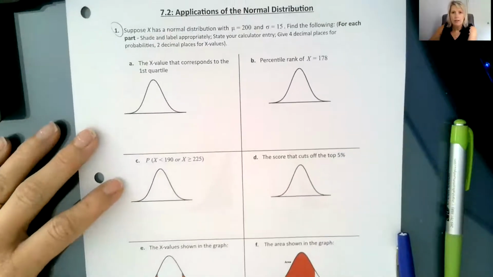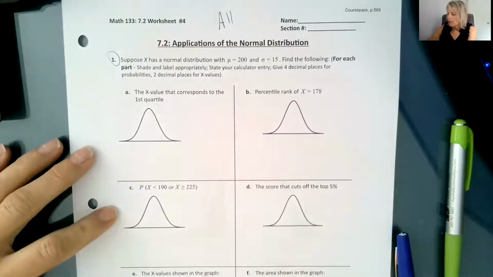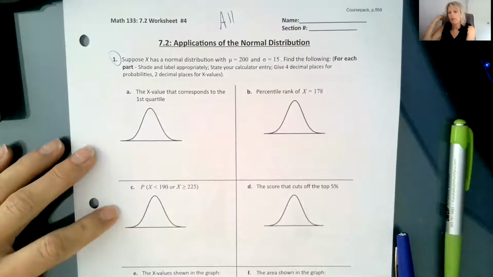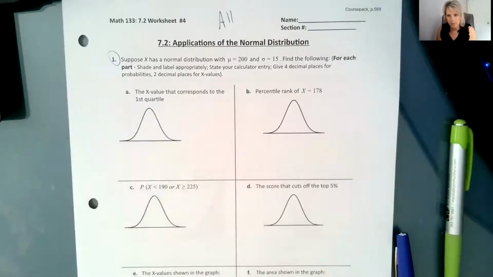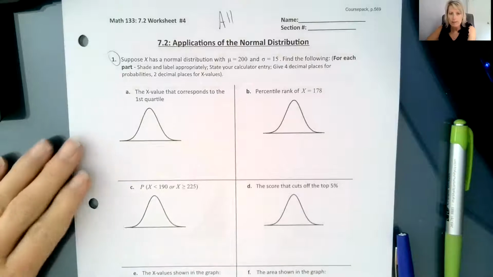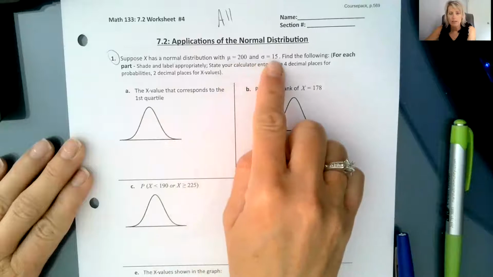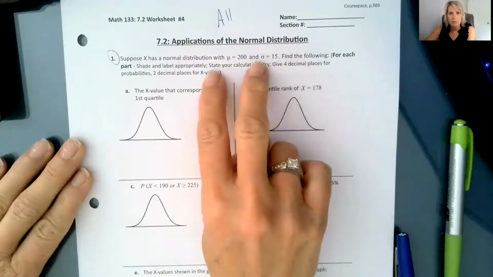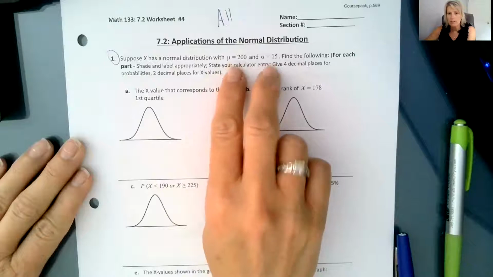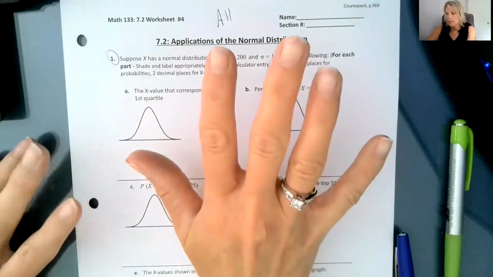Okay, so we are looking at the worksheet for 7.2. And 7.2 is all about finding probabilities from the normal distribution and finding particular probabilities, such as ones that don't fall on those exact breakpoints of the empirical rule of 1 standard deviation, 2 standard deviations, and so on and so forth. So our first example here says, suppose X has a normal distribution with the mean at 200 and the sigma at 15. Find the following.